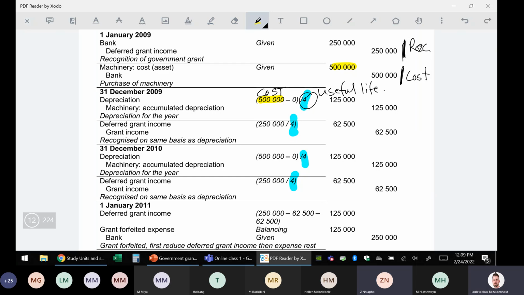Because the grant is shown as deferred income, we will show the grant of 250 over the same useful life as what we use for the depreciation. So each year we will recognize 62,500 as a transfer from deferred grant income to grant income or other income. All right, that was 2009.